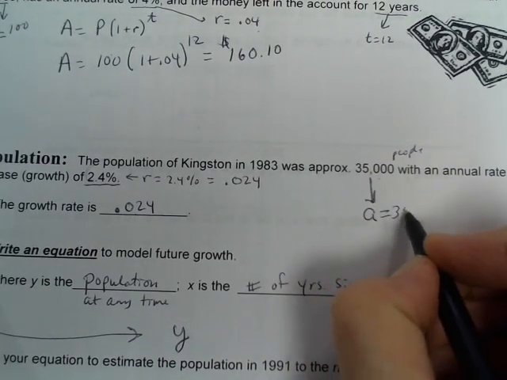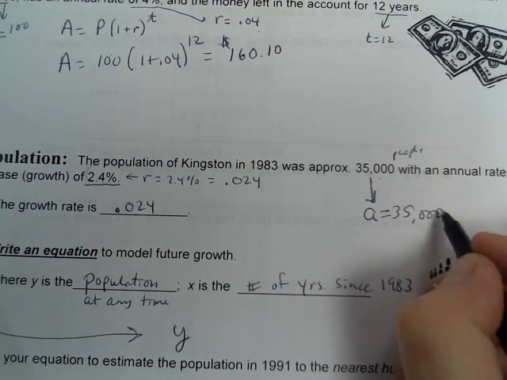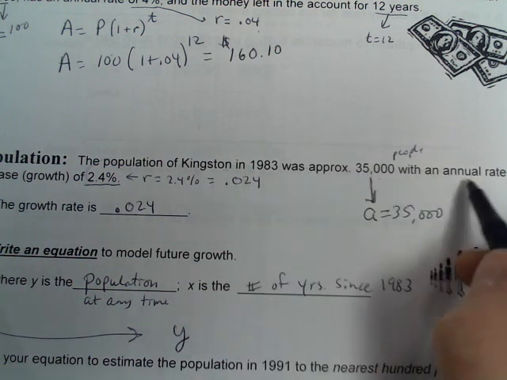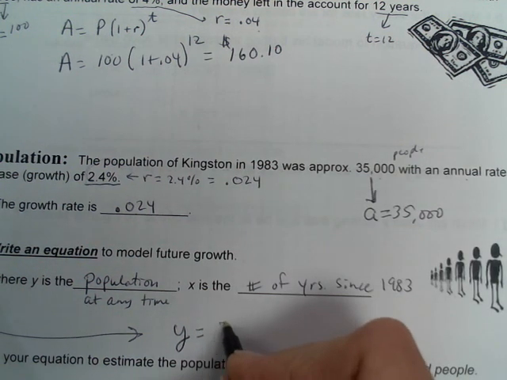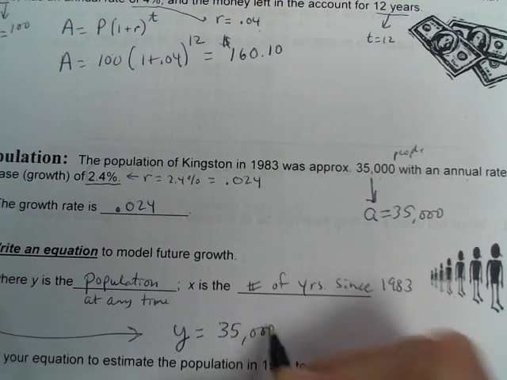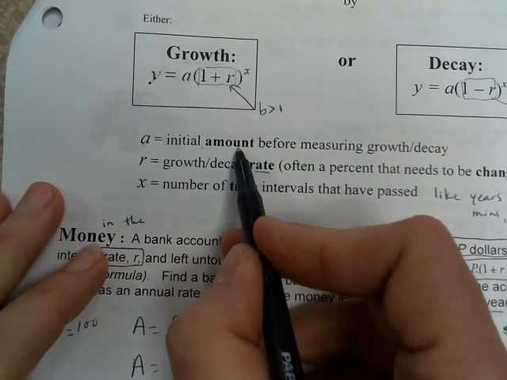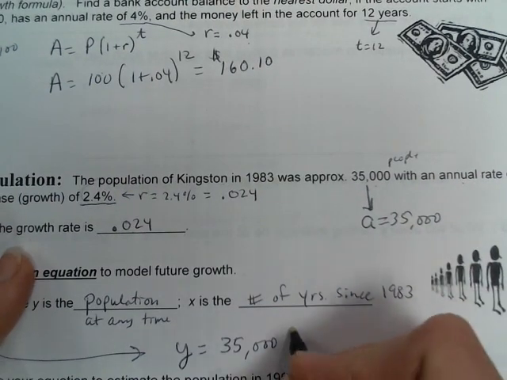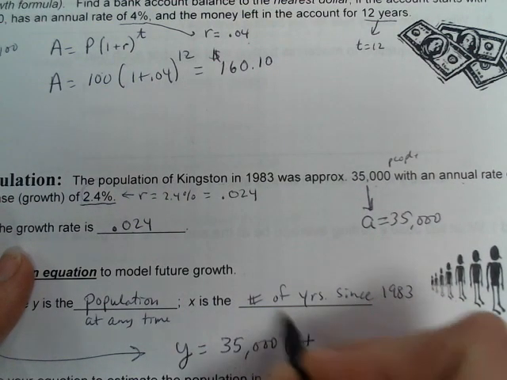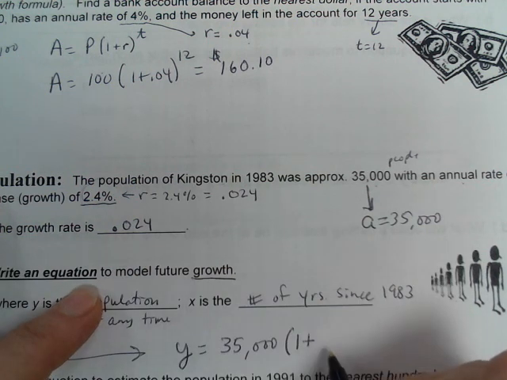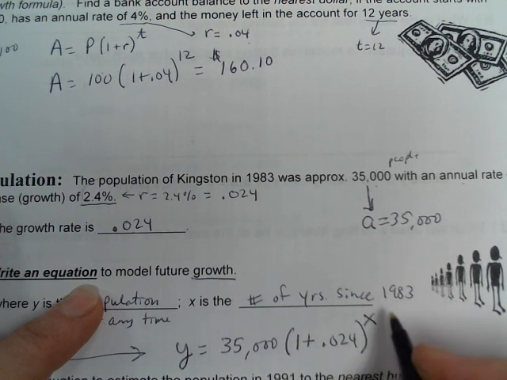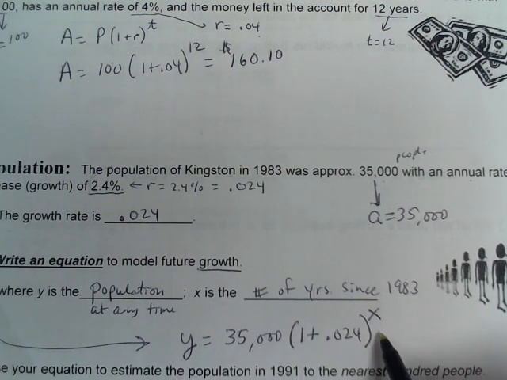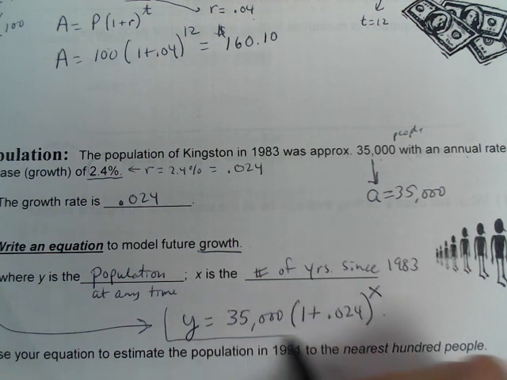A is equal to 35,000 people initially when this story began. So that's our A value, 35,000 people, because remember, A is the initial amount before things started to grow. And then you're going to multiply that by 1 plus, because this is growth. The growth rate is 0.024, and we're going to raise it up to the X power, which is the number of years since 1983. So there's our formula.